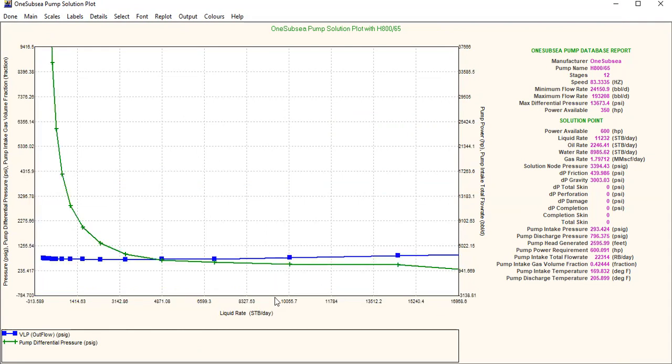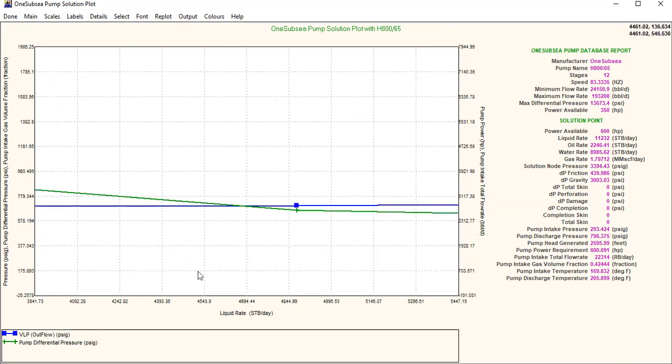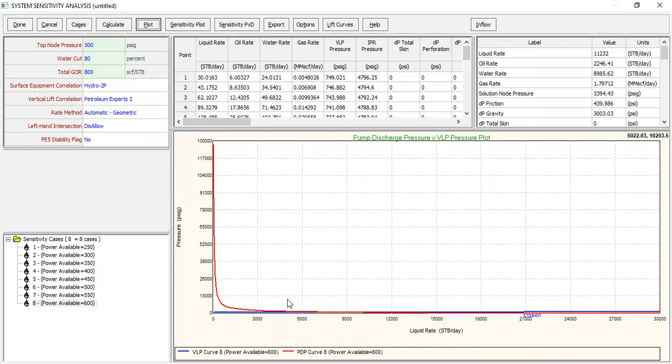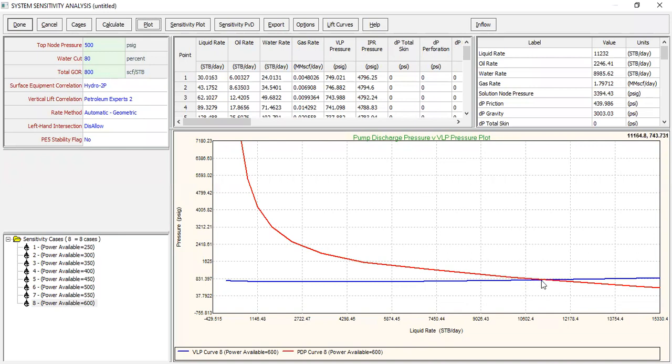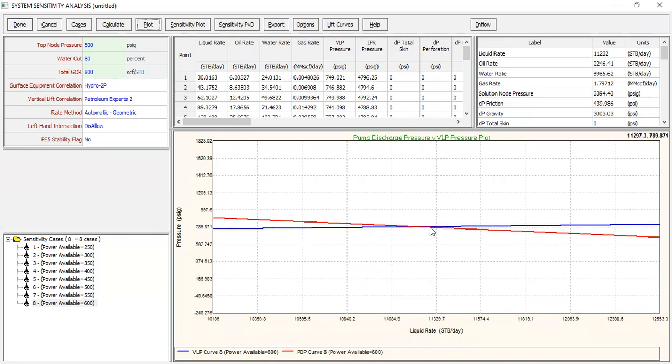Maybe we can do this. The intersection is actually here. So what about here? Maximize. VLP against the PDP. Here the intersection is around 11,200. But let's go back to the one subsea plot.